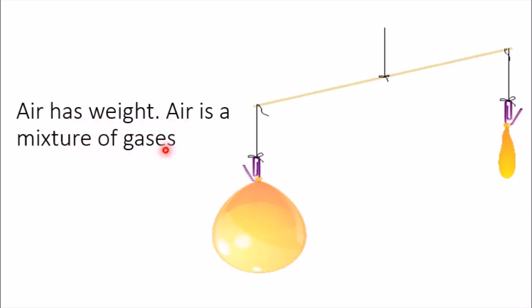Air is a mixture of gases. In air, there are many gases which combine together. Oxygen is there, carbon dioxide is there, nitrogen is there, so many different particles are there, water vapors are there, dust particles are there. So all these things comprise air. And when all these things are there in air, that means we can say that air has weight.